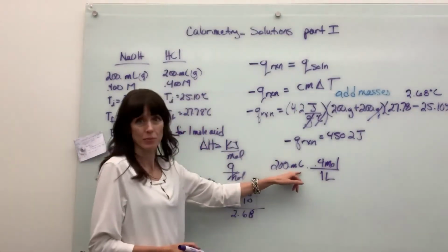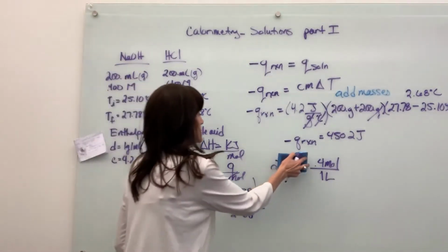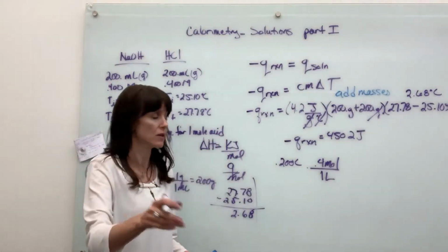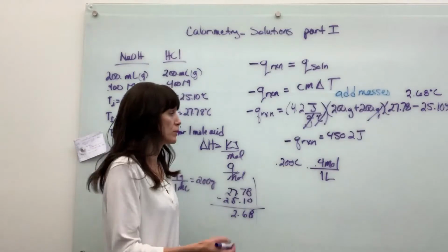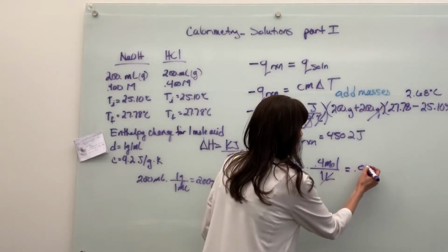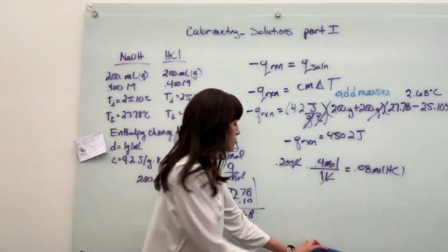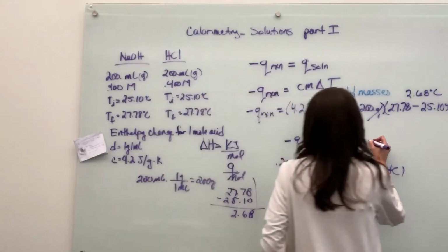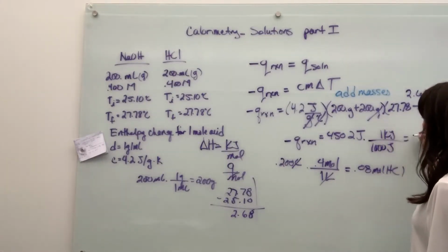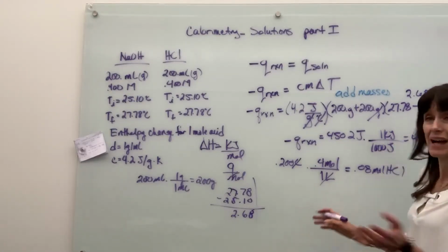Ooh, liter. I've got to put that into liters. So just divide 200 mils by 1,000 mils per liter and we get 0.2 liters. Great. Now the units cancel. Be careful with your units. Units will always tell you what to do. So that cancels, and we are going to get 0.08 moles of HCl. Okay, let's convert this to kilojoules. I'm going to divide this by 1,000. We've got 1,000 joules in 1 kilojoule, which will give us 4.502 kilojoules.